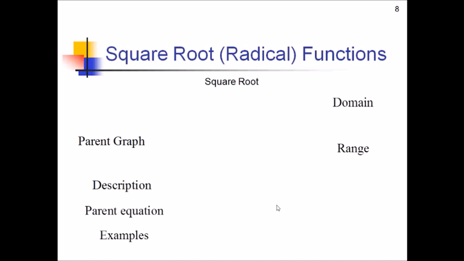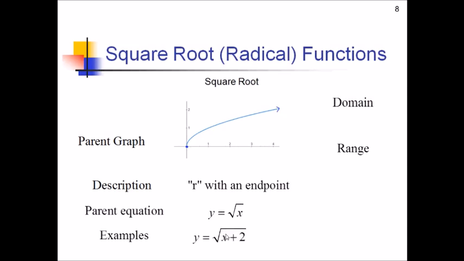The next function we'll look at is the radical function, or the square root function. There's other kinds of radicals, but we're just looking at square roots. Here's the square root graph. So this one kind of looks like an R, but it has an endpoint, and that's the first function we've seen so far that has an endpoint at one end. The parent equation for this is, of course, the square root of x, and we can put things inside, we can put things outside.